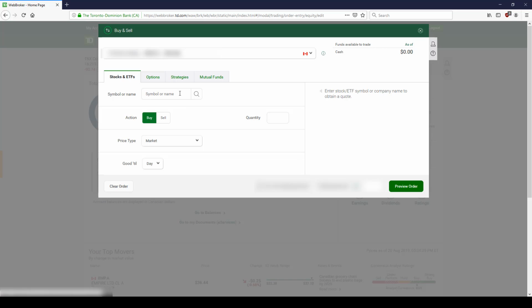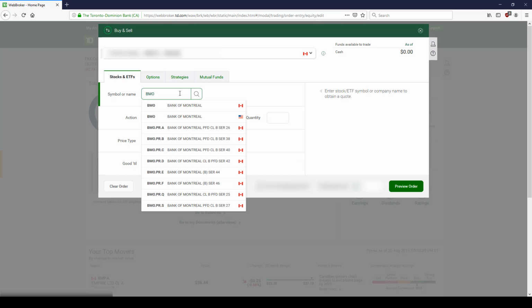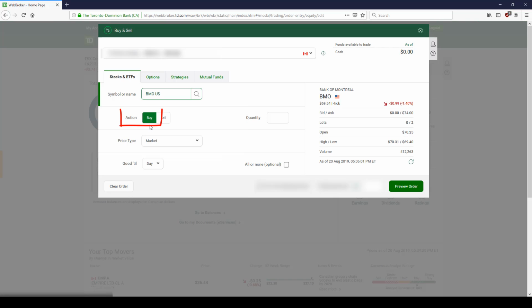I already know what the stock symbol is. And you can see that it's showing me Bank of Montreal trading on the Toronto Stock Exchange and the Bank of Montreal shares trading on the New York Stock Exchange. So I'm going to go ahead and select the ones in the US, and the action is buy. That's already selected. The quantity is 28 shares.